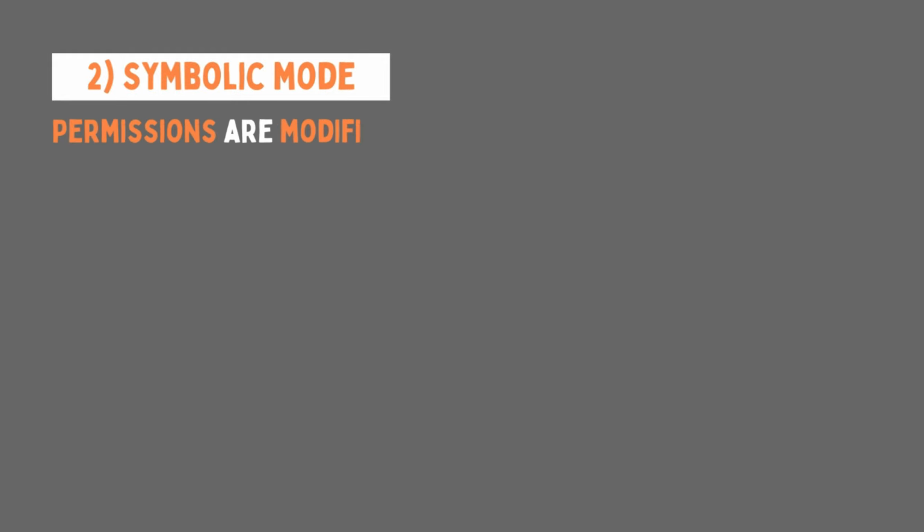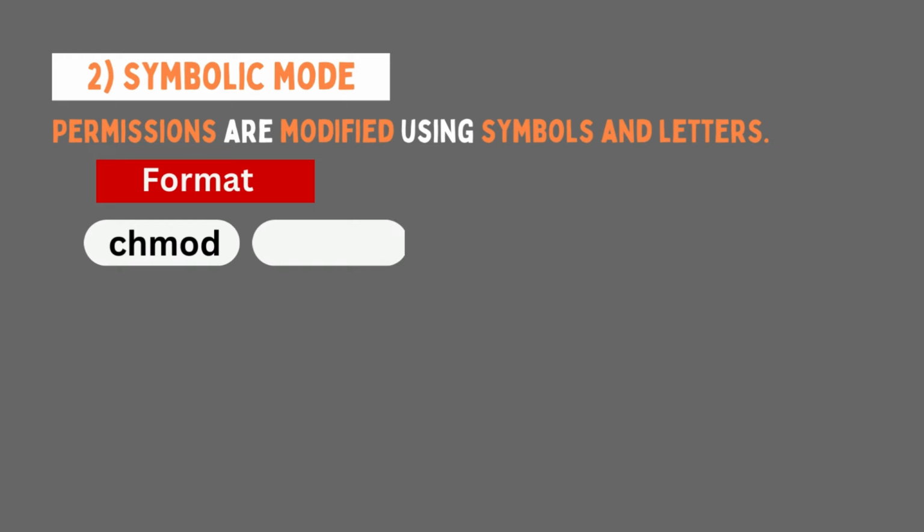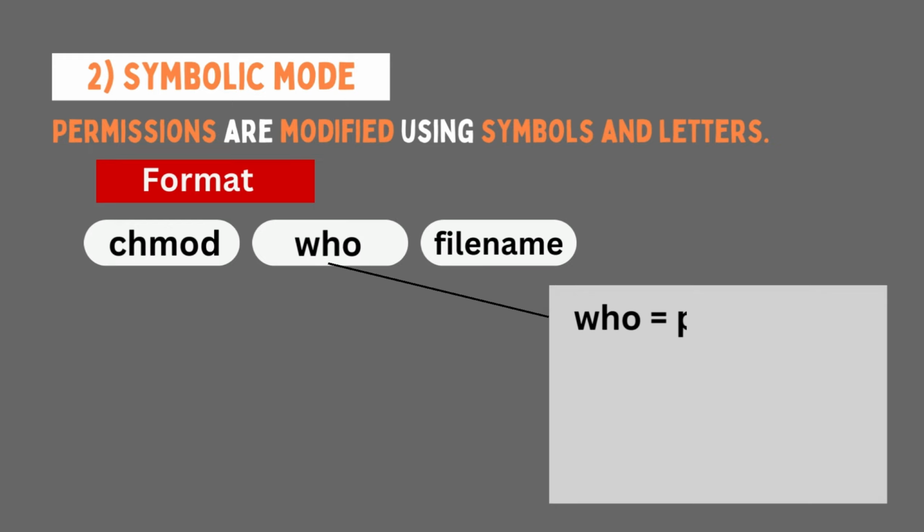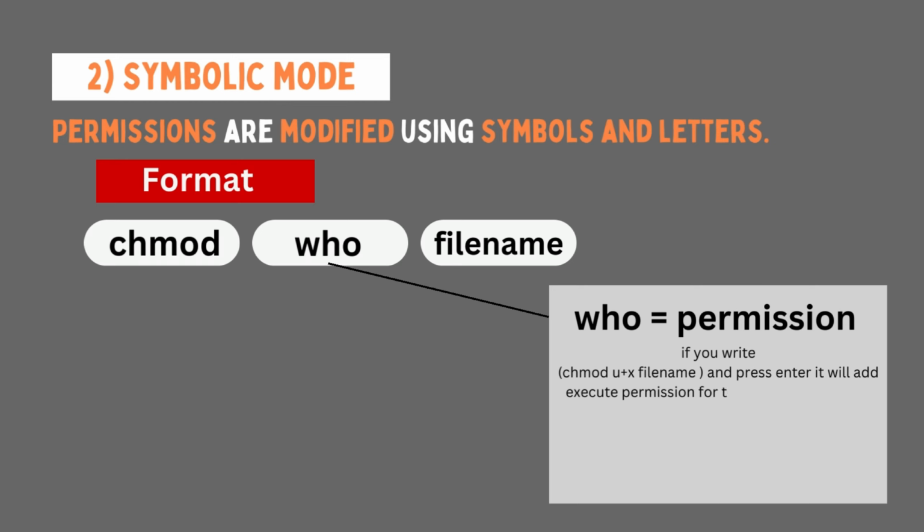Now that you understand the numeric mode, let's move on to the symbolic mode. In symbolic mode, permissions are modified using symbols and letters. This is the format for using the chmod command in symbolic mode. In this format, you can specify the permissions required for a particular file name. For example, if you type chmod u+x filename and press enter, it will add execute permission for the user to that specific file. Here, u denotes the user, and +x means you are adding execute permission.